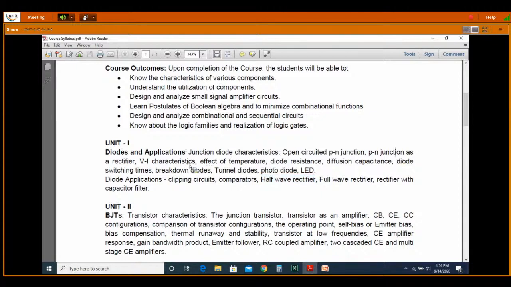And now what are the VI characteristics? We already plotted the VI characteristics of the PN junction diode. Now what are the voltage versus current characteristics? In the forward bias, after the cut-in voltage, the barrier potential, which you may call 0.7 volts for your silicon diode and 0.3 volts for germanium, beyond that only does the current flow in the forward bias.